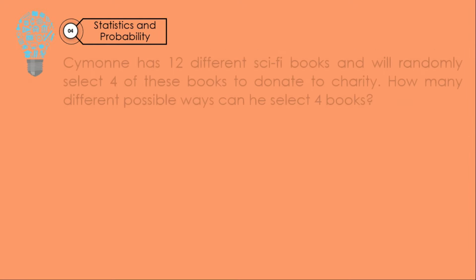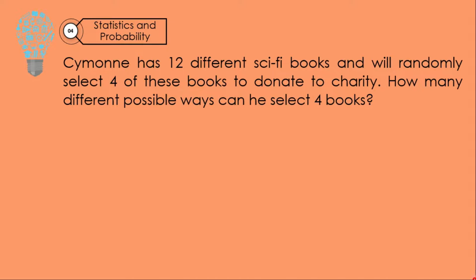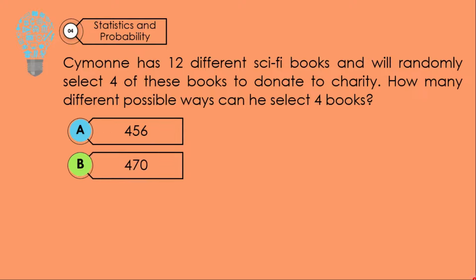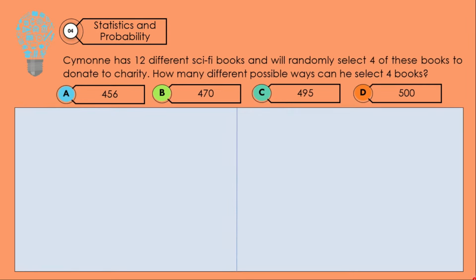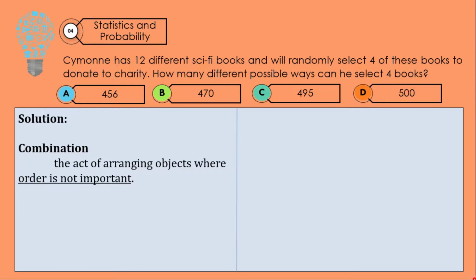For our third problem, Simon has 12 different sci-fi books and will randomly select 4 of these books to donate to charity. How many different possible ways can he select 4 books? A. 456, B. 470, C. 495, D. 500. This time, we have a combination problem which is a little similar to permutation, but the order here is not important, so selecting could be random.